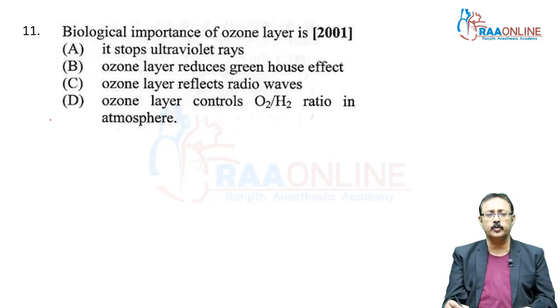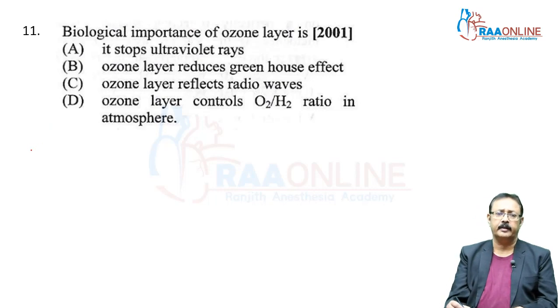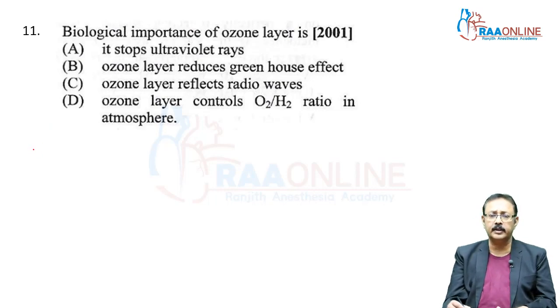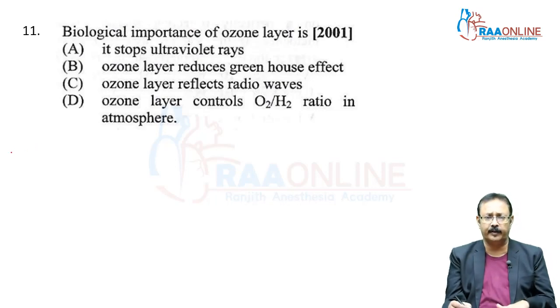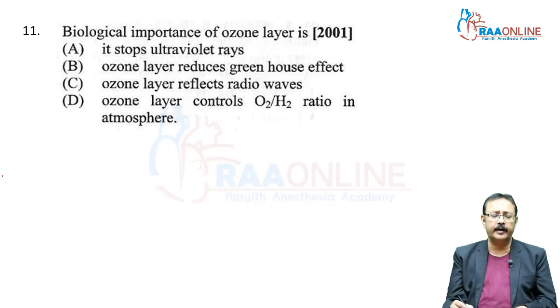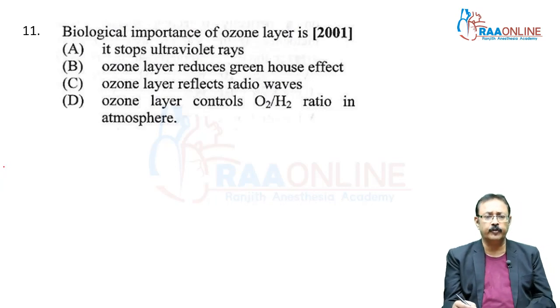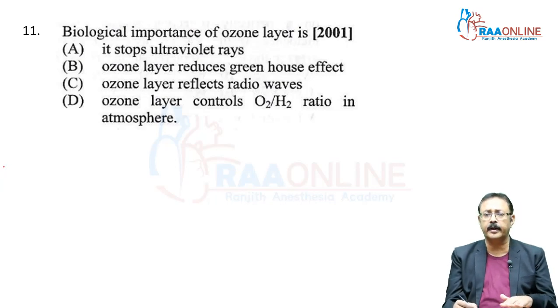Next, it is from 2001 AIPMT. Biological importance of ozone layer. Everyone knows that today it is a question of GK also. Ultraviolet rays, why are they useful for us? They are stopping, the ozone layer is stopping ultraviolet rays. So we are going with A.